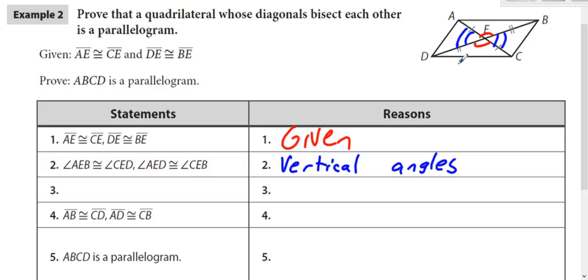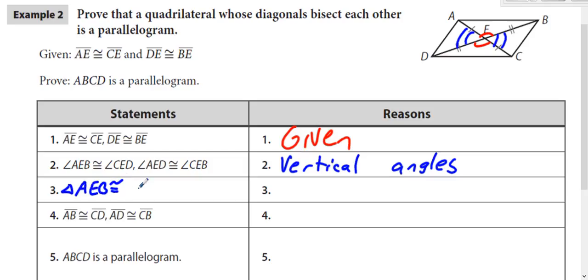So within this parallelogram, we now have four triangles, AEB and CED, the top and the bottom triangle, AED and CEB, the left and the right triangles. And both pairs of those triangles are congruent because of side, angle, side. So that's what we're going to write down.